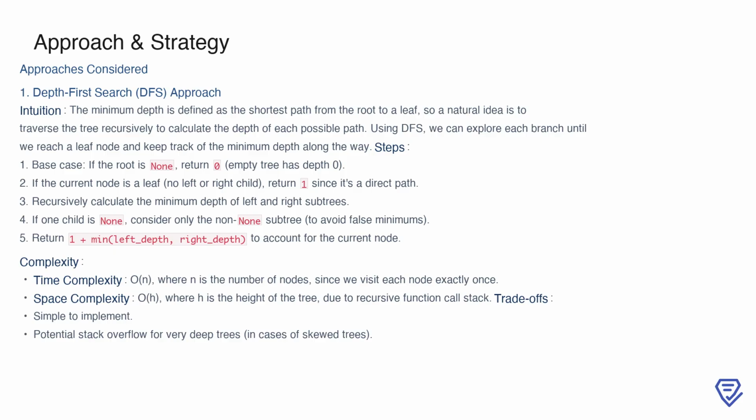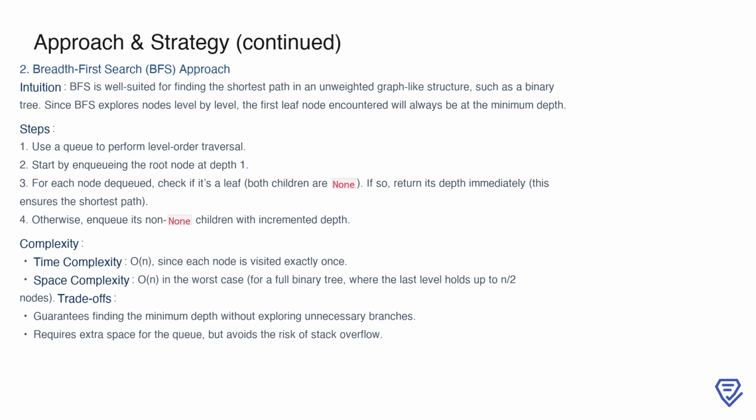While this approach is simple and straightforward, it has trade-offs. It visits each node exactly once, resulting in a time complexity of O(n), but the recursive call stack can grow to the height of the tree, making the space complexity O(h). This could lead to stack overflow for very deep or skewed trees, which is worth considering when deciding on this approach.